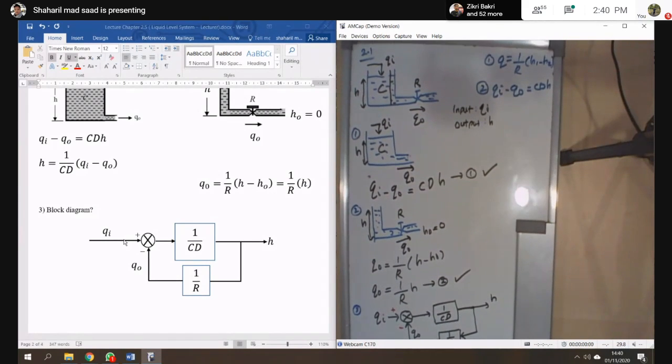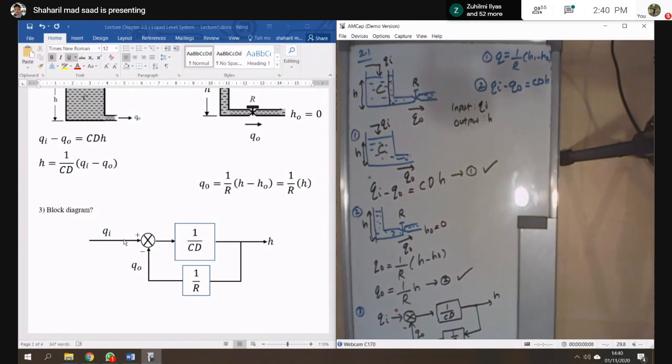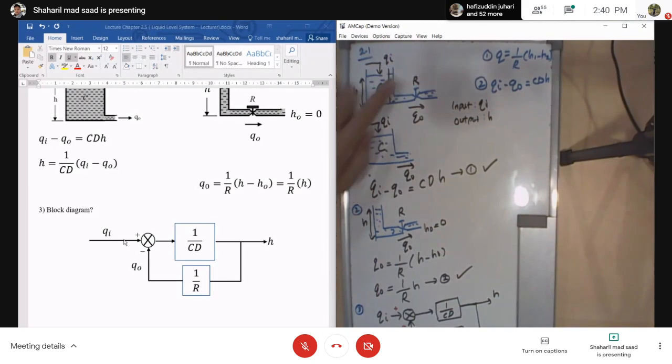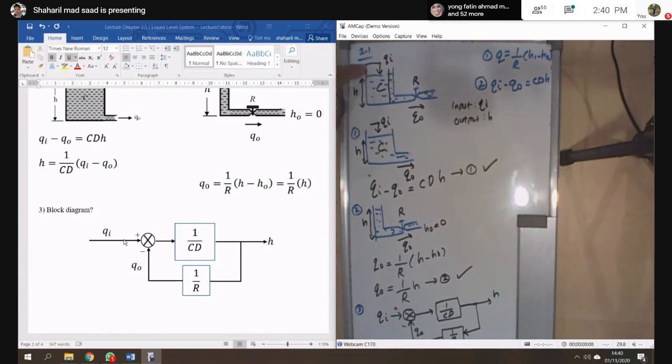Can you see the whiteboard? Okay. Good. So for the liquid system, there are only 2 equations that you need to remember. One is the resistance and one is the capacitance. But you need to look at the input first. So the input will go to the resistance first. So you need to draw the resistance. Resistance means you will have the Qi, the input flow rate and the output flow rate, and then you will have some height there.